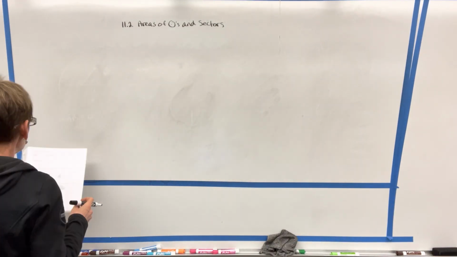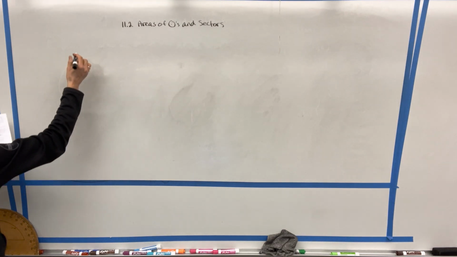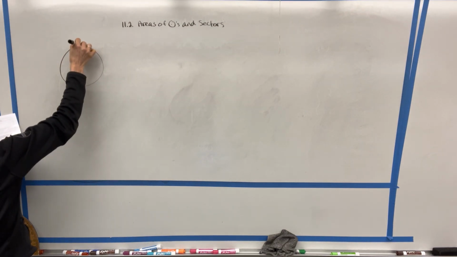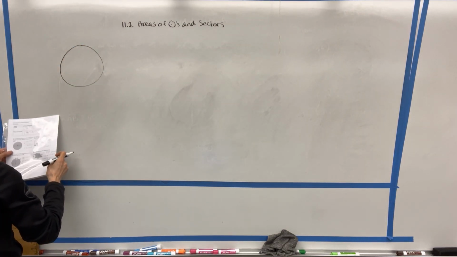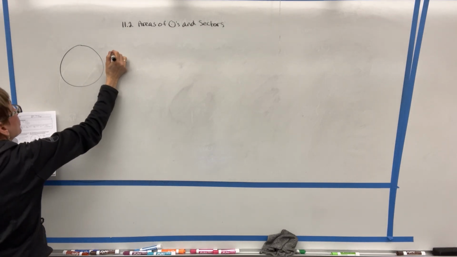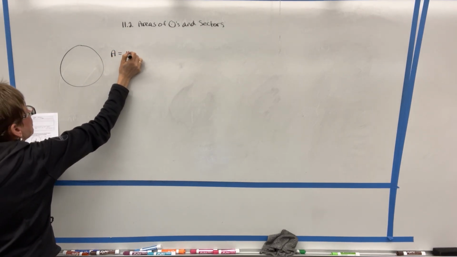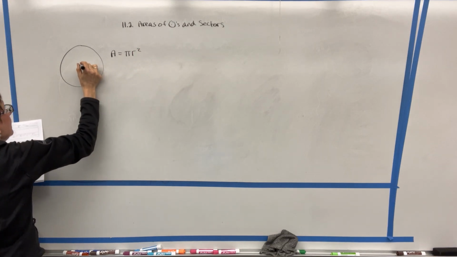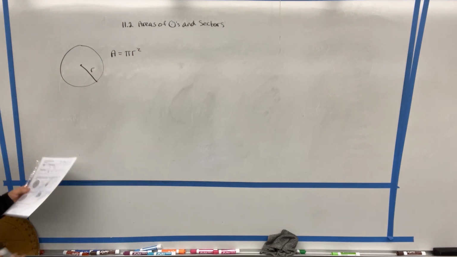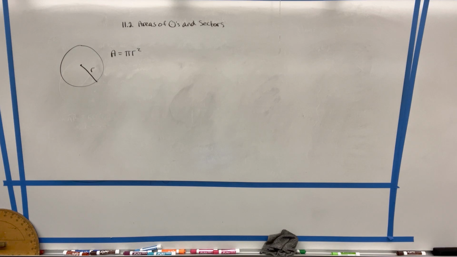So if you want to put 11.2 at the top of your notes, we'll just put the two formulas right here. The first formula is to find the area of a circle, and that is just going to be pi r squared, where obviously r is the radius of the circle.